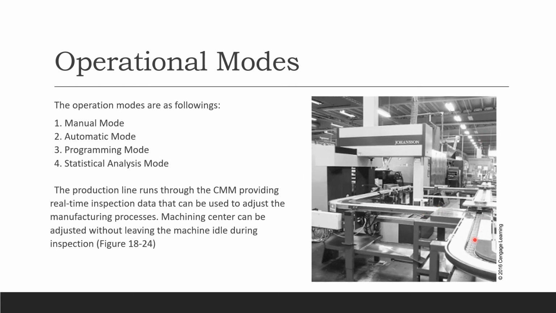So the production line right here, you can see your conveyor runs through the CMM. These are your machines providing the real-time inspection data that can be used to adjust the manufacturing processes. The machine center can be adjusted without leaving the machine idle during the inspection. So we just keep on running.